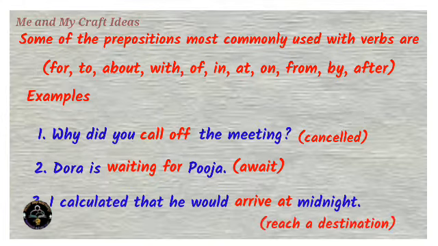In these sentences, call, waiting and arrive are verbs. Of, for and at are prepositions. So they are used as the phrasal verbs in these sentences.